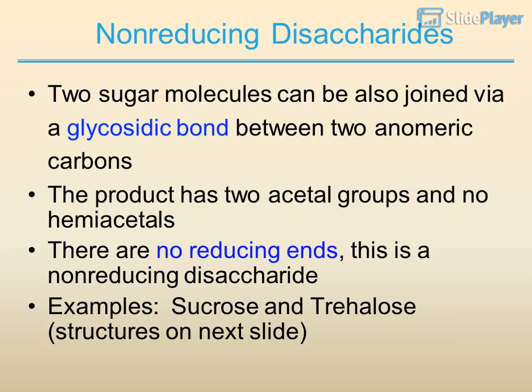Non-reducing disaccharides. Two sugar molecules can also be joined via a glycosidic bond between two anomeric carbons. The product has two acetal groups and no hemiacetals. There are no reducing ends. This is a non-reducing disaccharide. Examples: sucrose and trehalose. Structures on next slide.